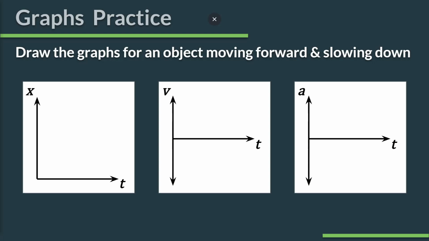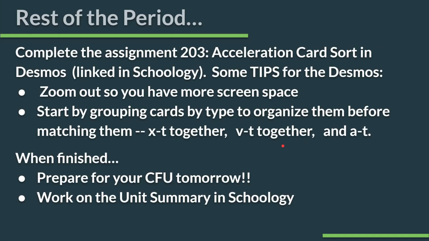All right, so then what I'm going to have you do is complete the card sort. It is assignment 203, acceleration card sort. It is linked in Schoology, but it's going to take you to Desmos. So you can go to Schoology and click on it, or if you're already in My Open Math, it's linked there as well. Just make sure you click on first period because they have a different Desmos class for each class period, so please make sure you click the right link.